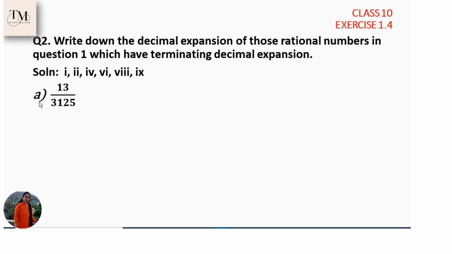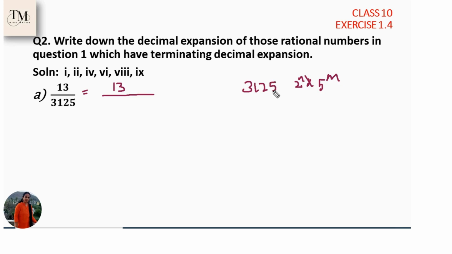First let us check the denominator. The denominator should be of the form 2 power n into 5 power m. If it is of the form 2 power n into 5 power m, then we can say that the decimal expansion is terminating. So first let us check that. The numerator cannot be factorized because 13 is a prime number. So first let us factorize 3125.